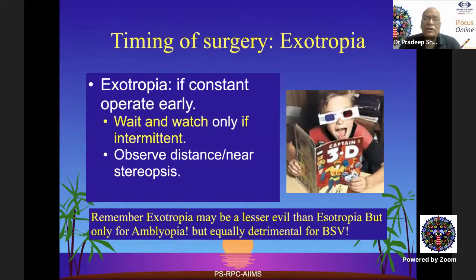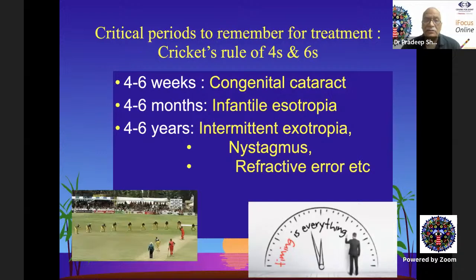Timing of surgery for exotropia is important. If it's an intermittent, we can keep a wait and watch and observe for the distance and near stereopsis and the control by Newcastle scoring. Again, we'll be having subsequent lectures to talk about in more detail. But remember, a constant exotropia is no lesser evil than esotropia. So we may have to rectify them in good time.